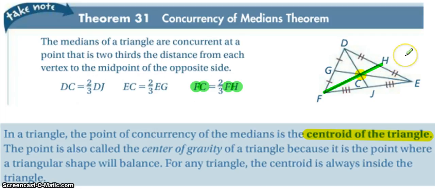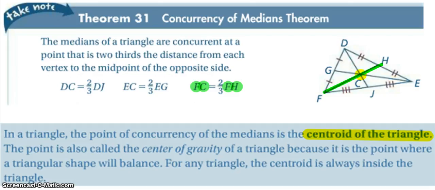That will hold true for any of these. So from D to C is 2/3, and then CJ is 1/3 of that total length. Same thing from E to C, and then C to G. You always know the longer one because it connects the centroid to the vertex of the triangle. That's always going to be the 2/3 section.